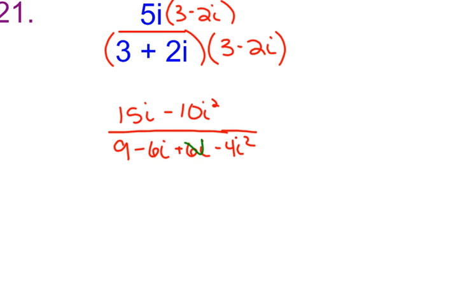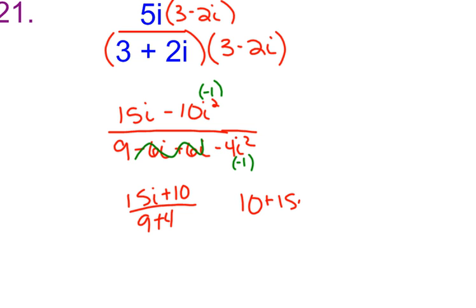Now, these add up to 0, and remember my i squareds are really a -1. So I'm going to have 15i plus 10 over 9 plus 4. I'm going to go ahead and flip my terms around in my numerator, so I'd write it as 10 plus 15i, and then 9 plus 4 is 13. If I was looking to reduce, what I'd be looking for is the 10, the 15, and the 13 to all divide by the same number. They don't. So this is my final answer.